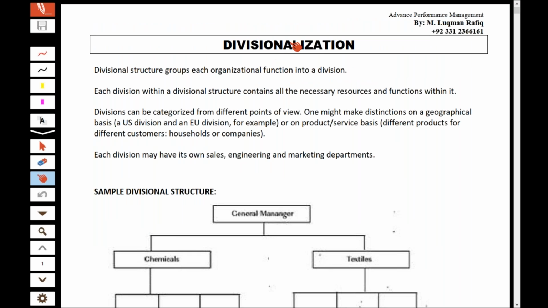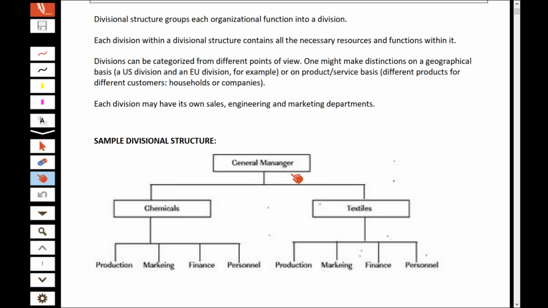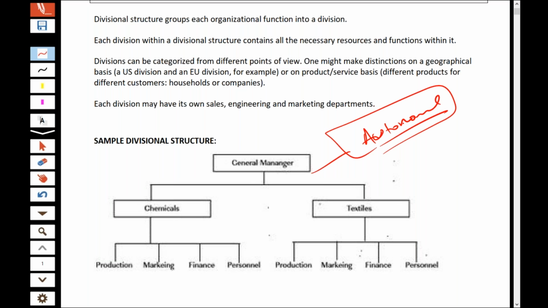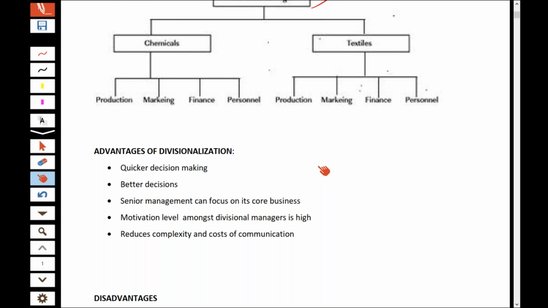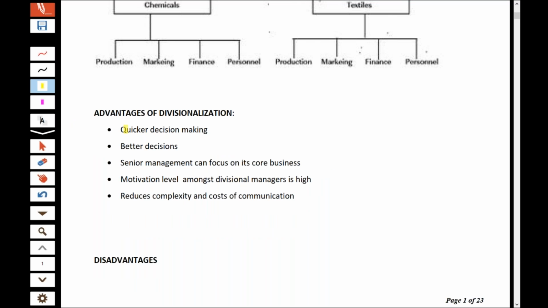If I talk about the concept of divisionalization, I think you have a good idea about what it is. Divisionalization simply means when you split an organization into multiple parts, and each of the parts is an autonomous part. That means you have actually created divisions within an organization. There are multiple advantages and disadvantages of divisionalization. One of the major advantages is quicker and better decision making, and the senior management can focus on its core business.